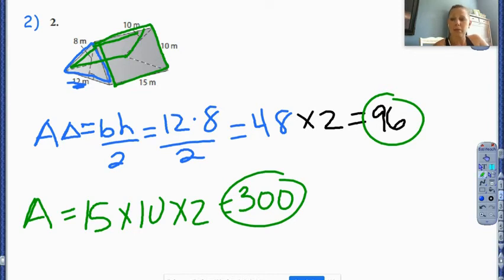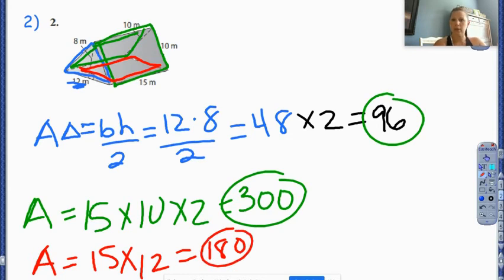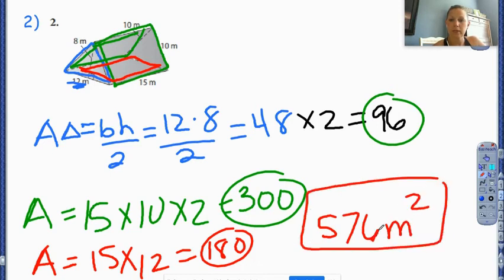Then I have my bottom rectangle. So my bottom rectangle is 15 times 12. So area equals 15 times 12. And there's only one of those rectangles. So 15 times 12 is 180. So it's also part of my final answer. I'm going to add up all of my circled numbers, 180 plus 300 plus 96. And I'm going to get 576 meters squared. That is my final answer.